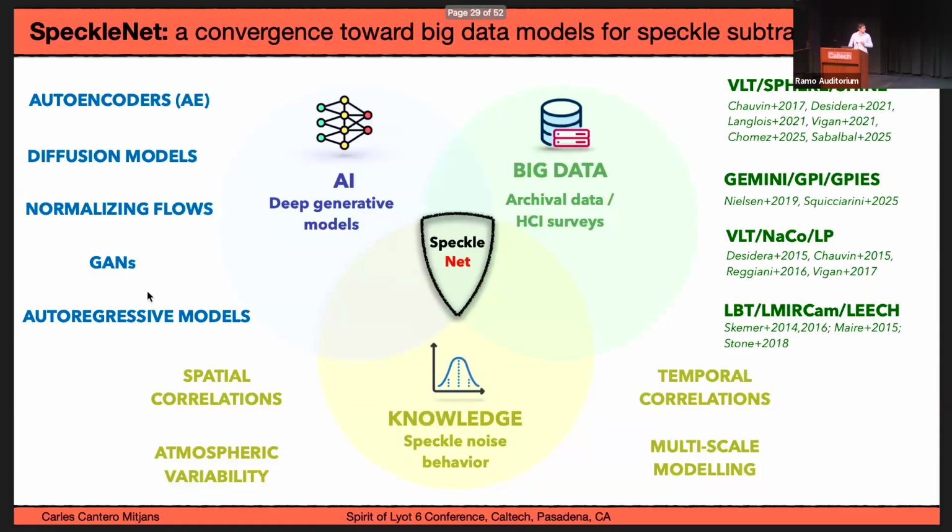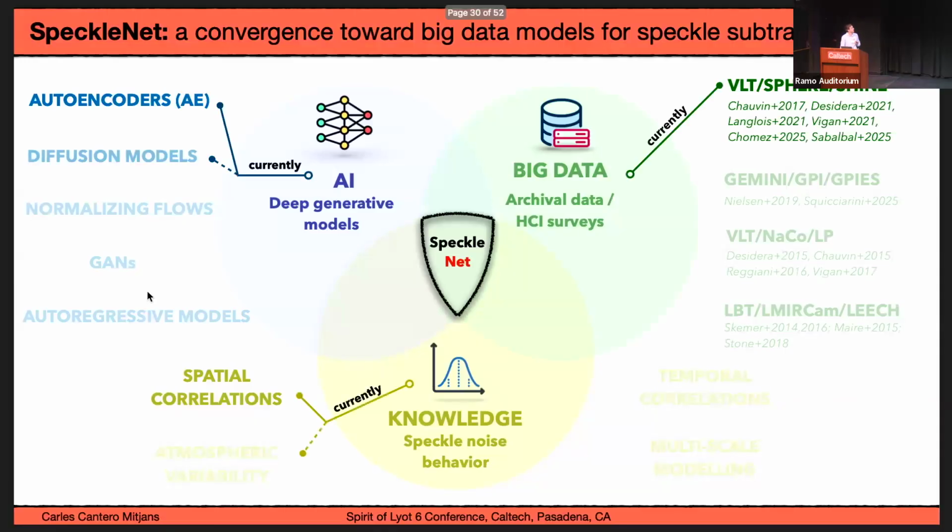So here is where SpeckleNet comes in, and I would like to explain what we have right now. We are using SPHERE data. We are using autoencoders and something of diffusion models that I will explain later. And we are also using the spatial correlation of speckle noise. But the idea is to move forward in the future with all this panorama you can see here.